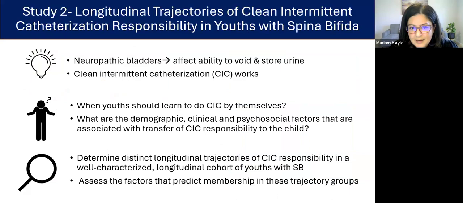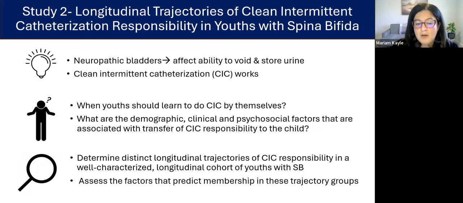So for this analysis, I worked with a urologist, and they were interested in understanding how children with spina bifida learn to do intermittent cathing on their own. Because this is a childhood disease. Typically, parents do it when the child is young, and as they get older, we would like them to be more involved and take care of themselves.